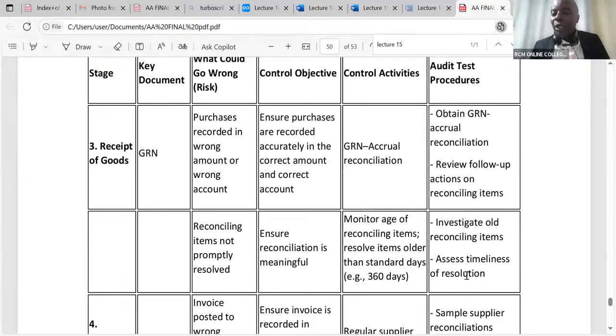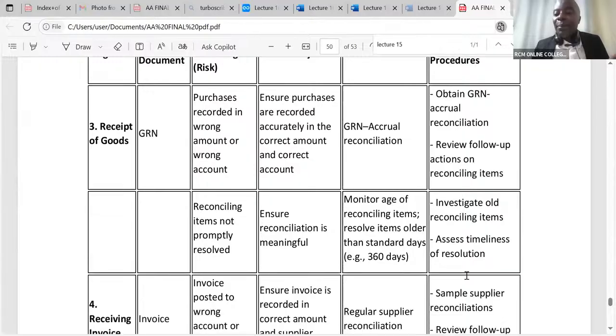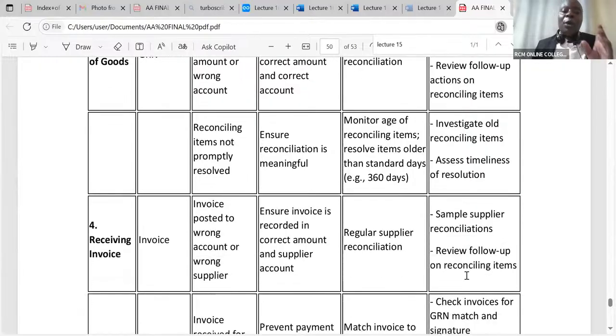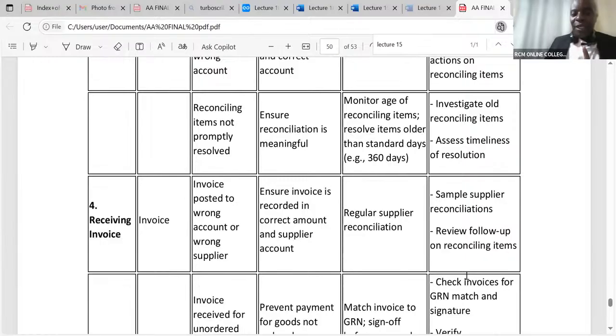If in this case we are not really prompt to address any non-reconciling issues, then there is a problem. Then we go now to step number 4. We are almost finishing. So remember now I've received the goods, right? The next thing, of course, is to receive the invoice from the client. The key document here that I should be able to know is the invoice.